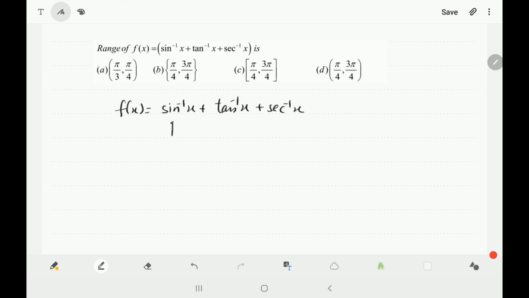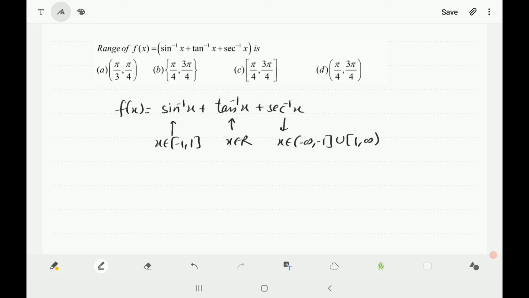For sin inverse x, the domain is the closed interval minus 1 to 1. For tan inverse x, the domain is x belongs to R. But for secant inverse, the domain is minus infinity to minus 1 union 1 to infinity. So if you are adding all these three functions, you have to have a common domain, which means you have to take the intersection of all these three domains.